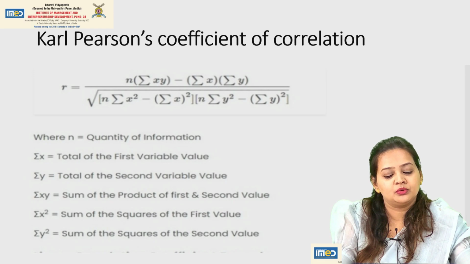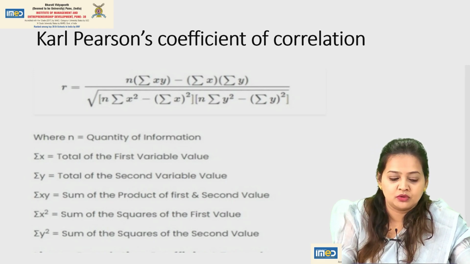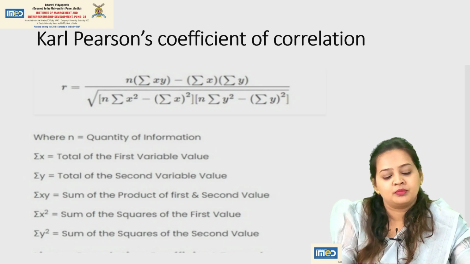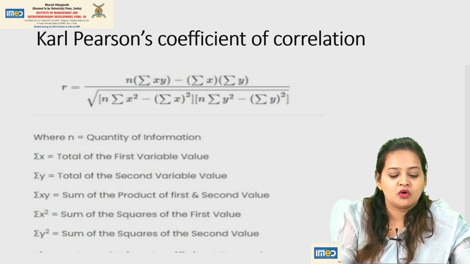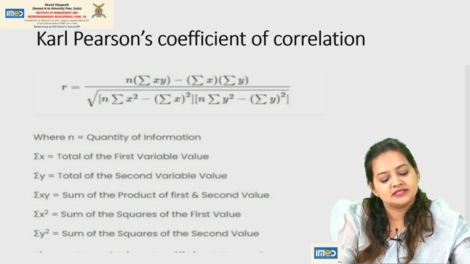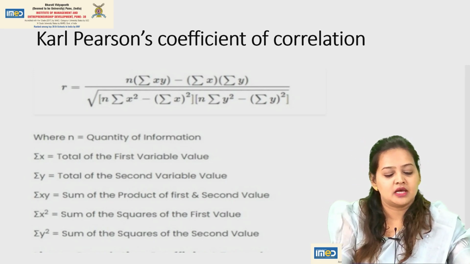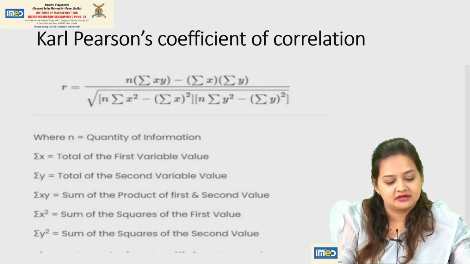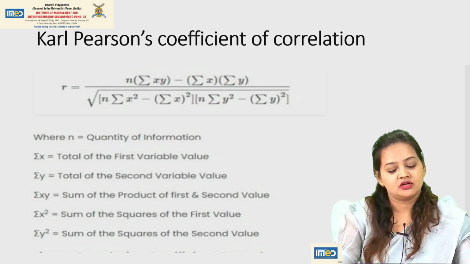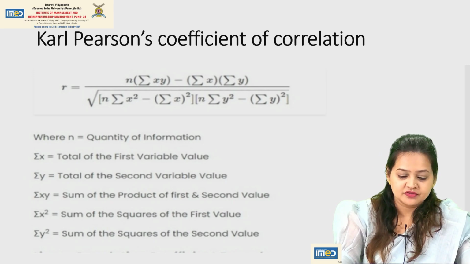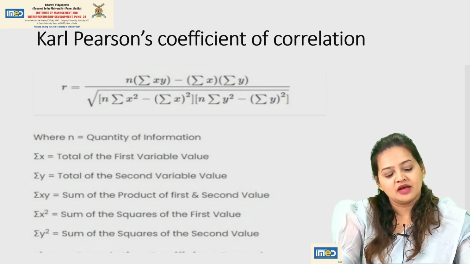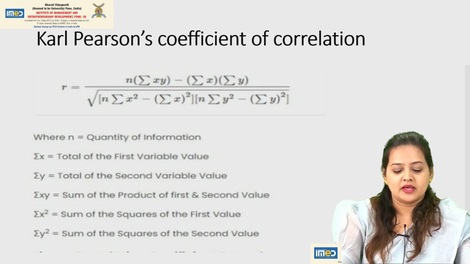n is equal to the number of observations, as you people know. It can also be interpreted as the quantity of the information. Then you have the summation x, that is the total of the first variable values. You have the summation y, the total of the second variable values. Then you have the summation xy, which is the sum of the product of the first and the second values. Then you have the summation x square, which is the sum of the squares of the first values. And then you have summation y square, which is the sum of the squares of the second values.